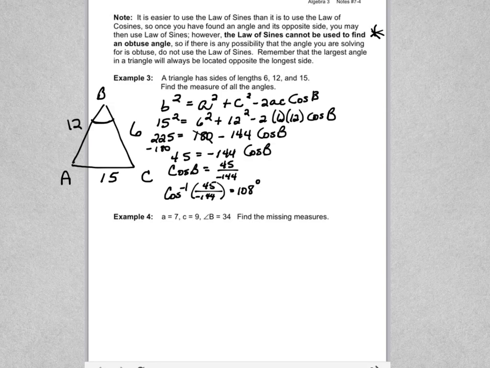Okay, now we can go over, so we know angle C, let me go up here, angle C is 108 degrees. So now we need to find angle A. So sine, well, we're going to switch to the law of sines because it's easier. 1 over 8 over 15 equals the sine of A, which we don't know, over 6, which is side A.